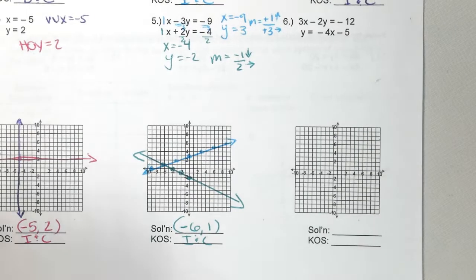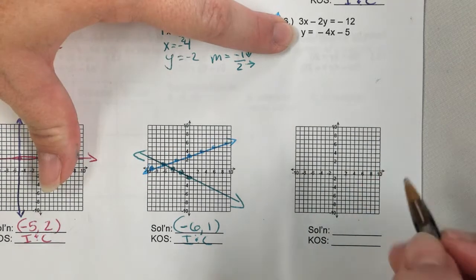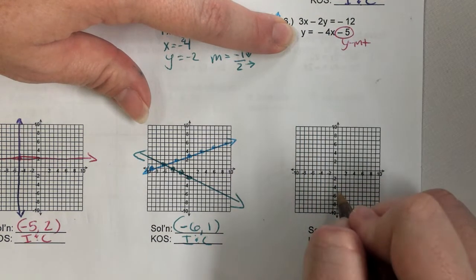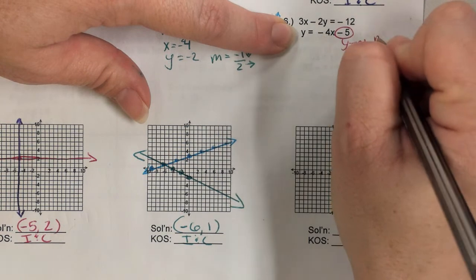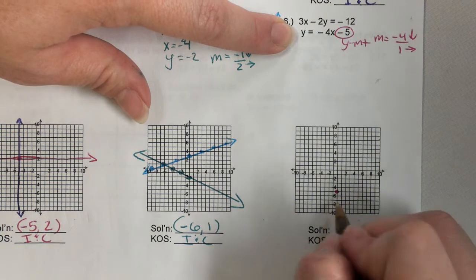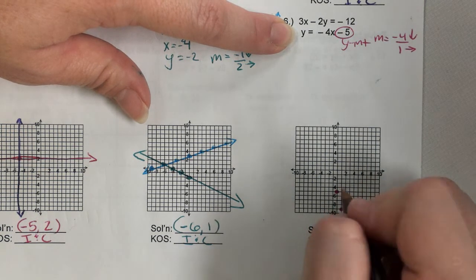Okay, last one on graphing. I'm going to graph the bottom one first. So I have a y-intercept of -5 and a slope of -4, which I put over 1, so I'm going to go down 4, right 1. Can also go up 4, left 1.